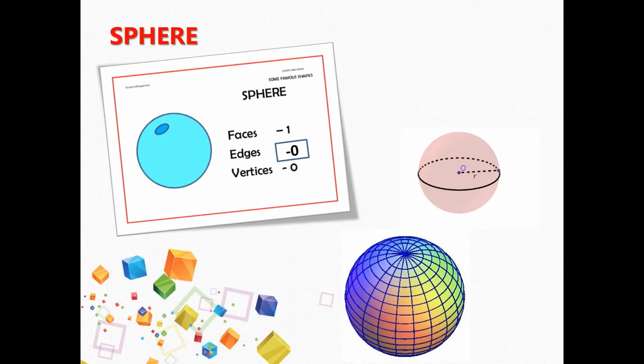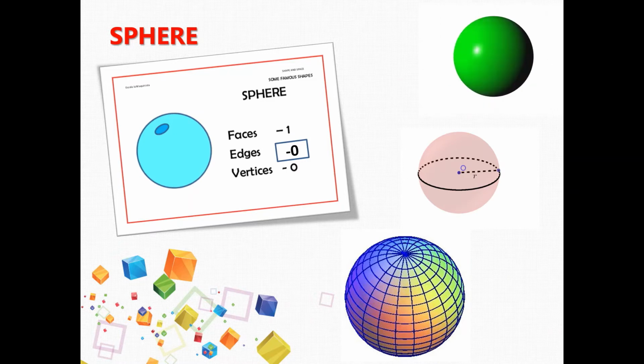So it's time, children, that we learn how many edges, vertices, and faces are there in different shapes. We'll begin with spheres, and I will be showing you some other very interesting shapes also. So this is going to be very interesting. So let's count how many edges, faces, and vertices are there in a sphere.